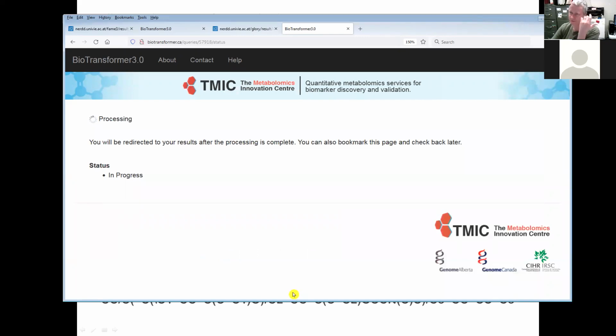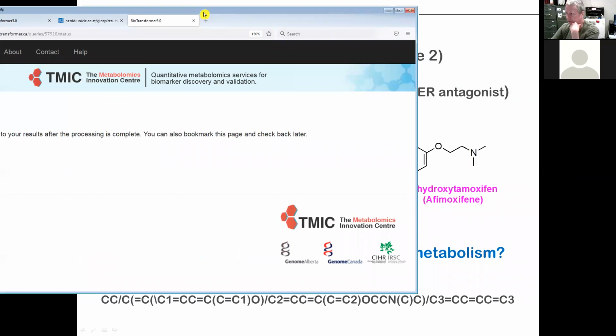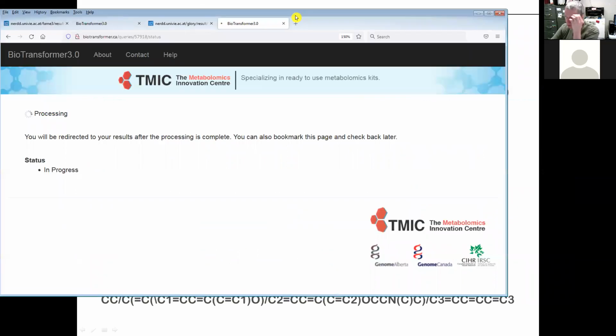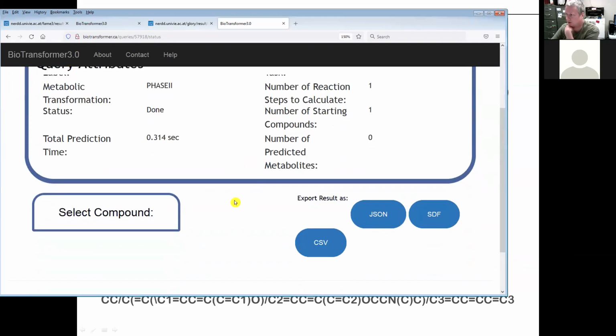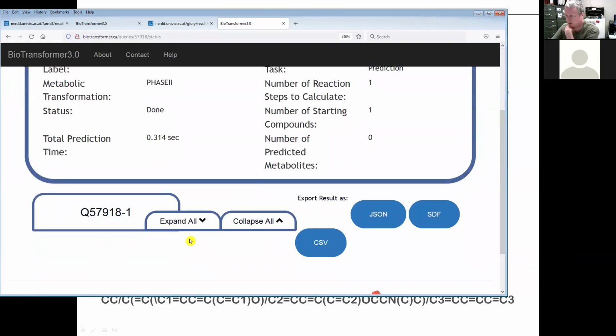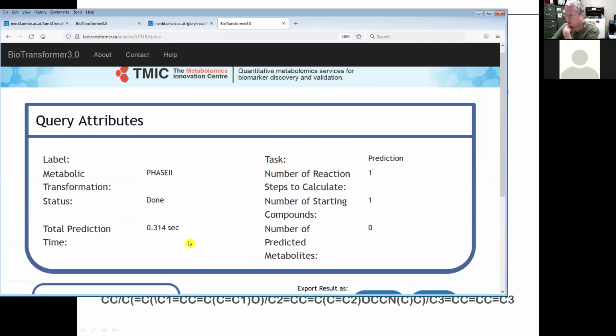So what kind of phase 2 metabolism will we get on that hydroxy group? Okay, so it did something. Okay, it's a number of predicted metabolites 0. So I think it didn't work. The website's been a little funky lately.